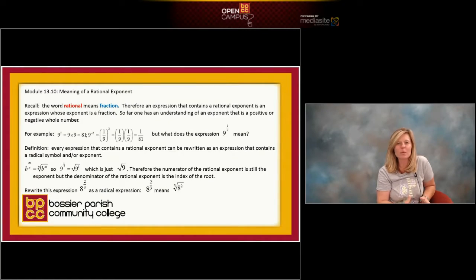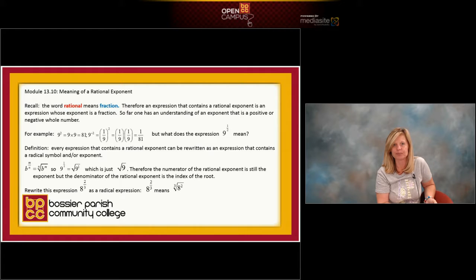Okay, everybody, now that we've been working with radical expressions so much, I want to go back and talk about the word rational. In this module, we were going to talk about when your expression has a rational exponent. So we all know what an exponent is, and we all know what the word rational means because we've already discussed that in this course. Rational means fraction.